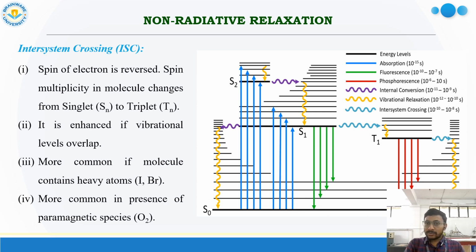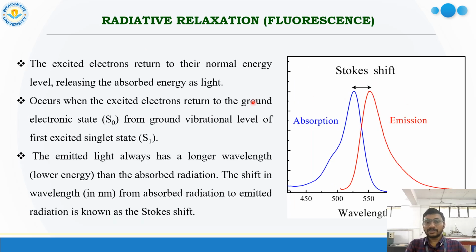Then we go to the radiative relaxations. What are the radiative relaxations? There are two types: one is fluorescence and the other one is phosphorescence. Fluorescence is when the electron comes back to its ground electronic state, that is S0, from the first excited singlet state, that is S1. If it radiates, emits light, then it is considered as fluorescence.